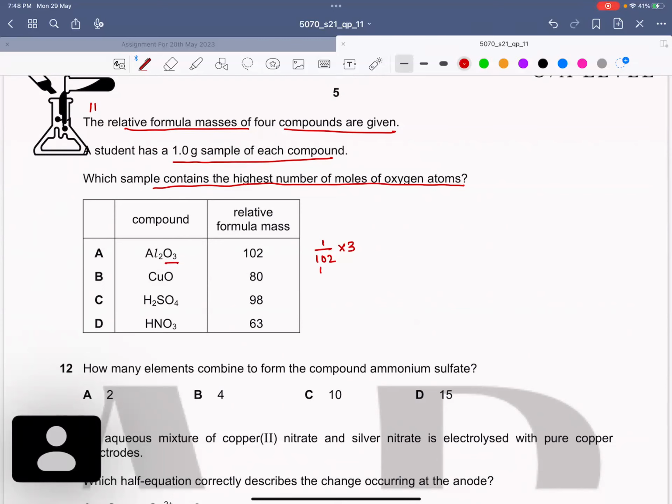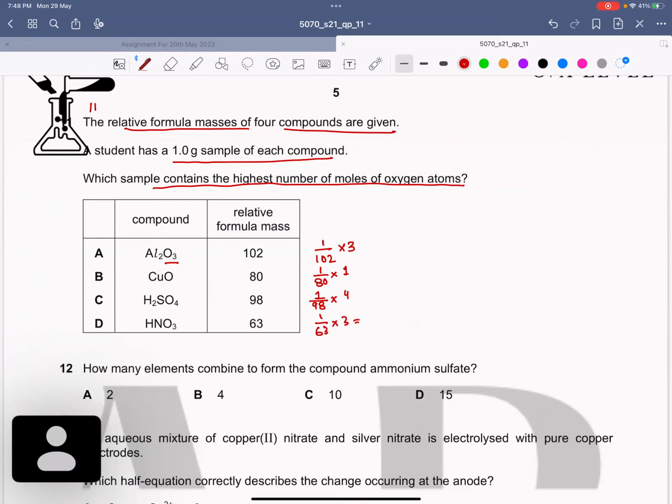In the same way, 1 over 80 into 1, and 1 over 98 into 4, because there are 4 oxygens in sulfuric acid, and 1 over 63 into 3. So I think D would be the answer, because in D the numerator is a very small value. So in D you will get the maximum number of moles.